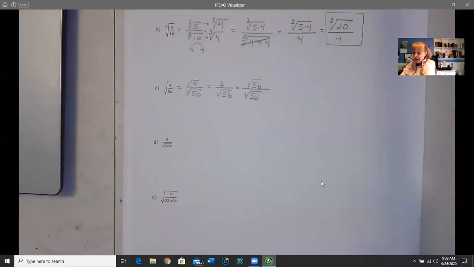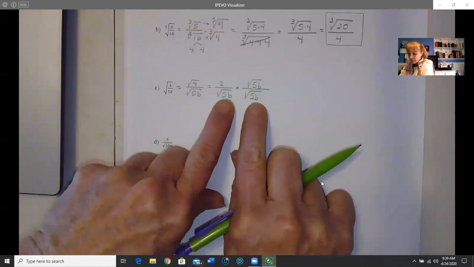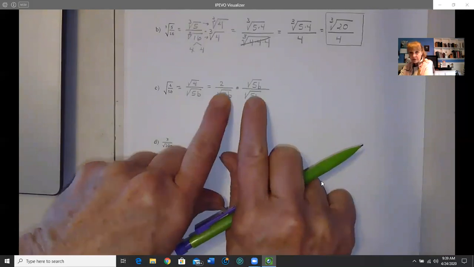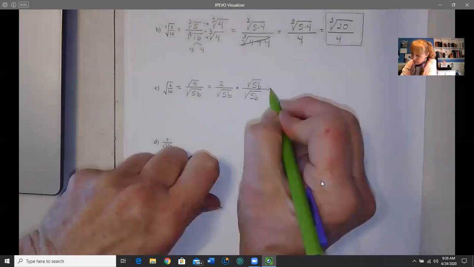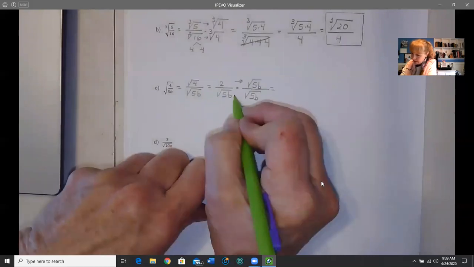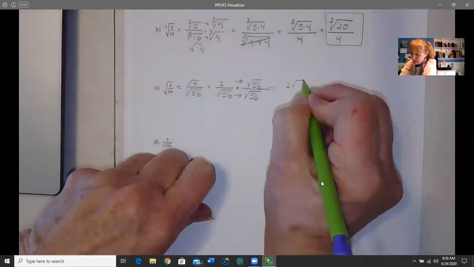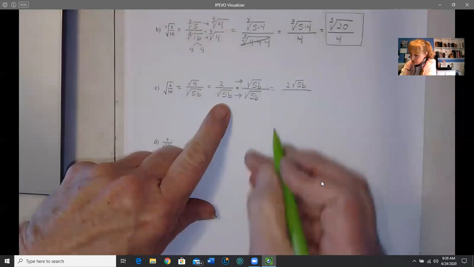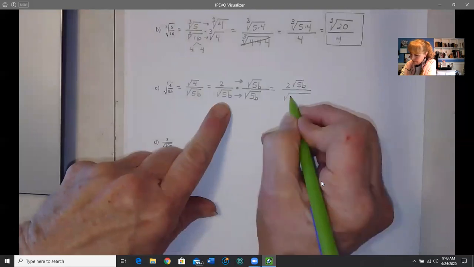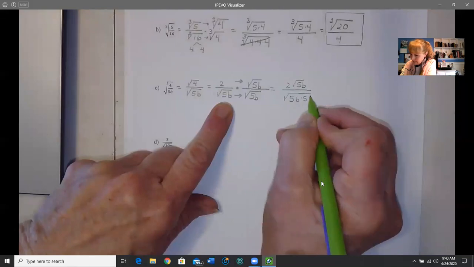Okay. Now I'll have 2 of these and I'll have 2 of these. If you introduce it here, you're going to introduce it in the numerator. You have to do that. So multiplying across, I end up with 2 square roots of 5b over the square root. I've got 5b times 5b.